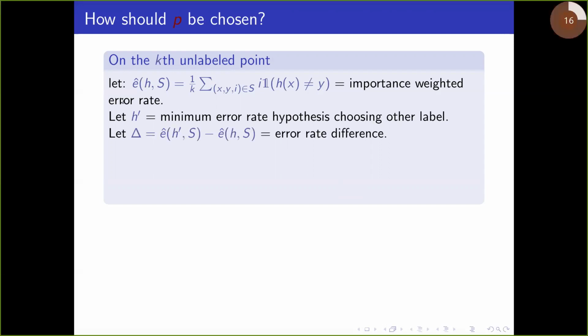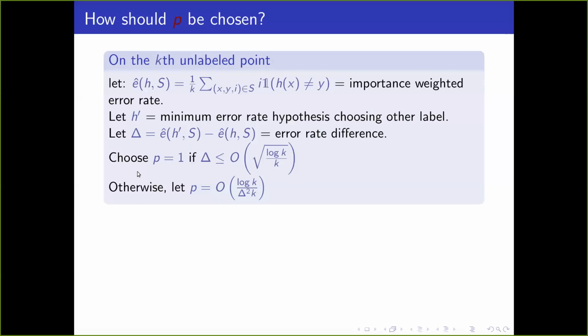Okay, so the difference in these error rates is delta. And because H is learned without any constraints, H prime has a constraint, so the error rate of H prime will always be at least as large as the error rate of H, right? Okay, so that means delta is positive. That's good to know.